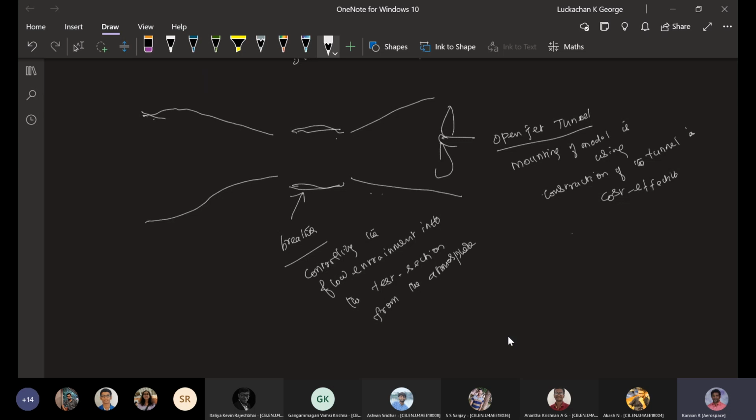So this is the difference between the open test section and the closed test section. But here, for that entrainment you need to give more power. So look at the merits and demerits, the relative advantages and disadvantages, between both of the tunnels. It is very essential that you know about that. Refer to that, and if you have any doubts, you can come back to me and ask me. I'm ready to clarify that.